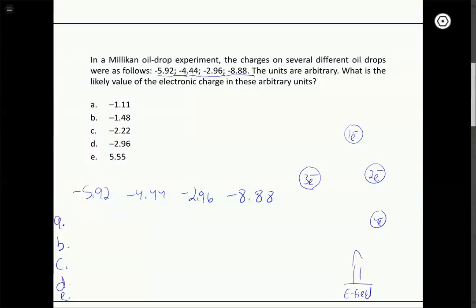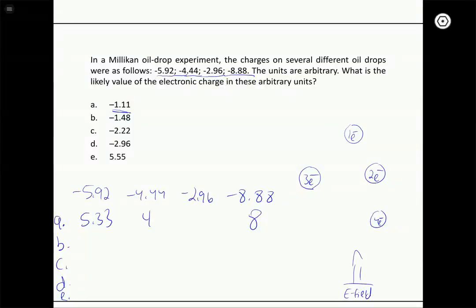And then if we look at the different possibilities, we're going to divide the observed charge by the fundamental charge. So you'd get a whole number 4 here, whole number 8 here, but the other ones are not whole numbers. So for example, 5.92 divided by 1.11 is 5.33. So the idea here is that if minus 1.11 is the fundamental charge, in order to observe a charge of minus 5.92, you would need 5.33 electrons, which is not physically possible. So choice A is out, because a couple of these are not whole number dividers.